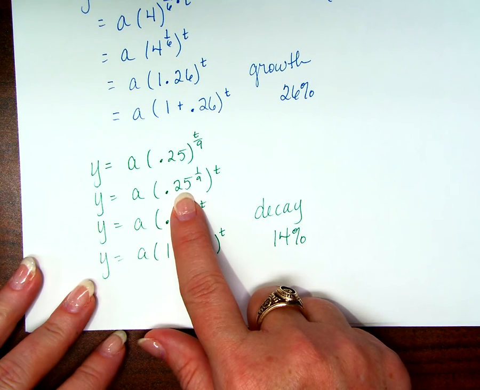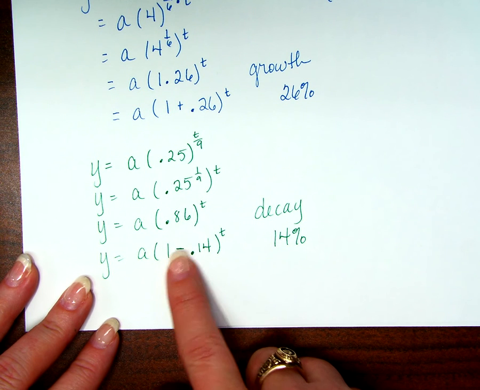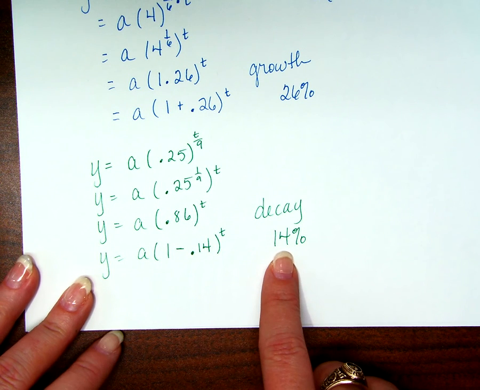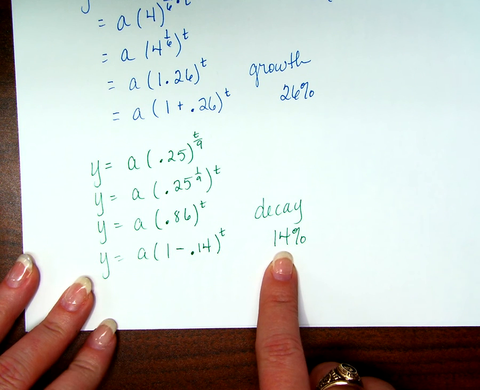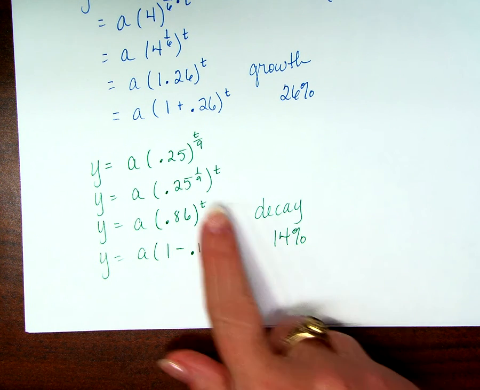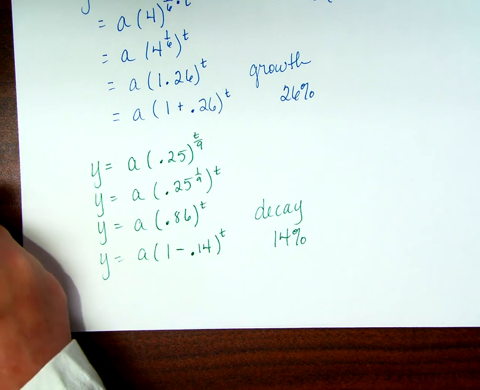Okay, so what if this ended up being like 4? Well, what would that be? 1 plus what? 3. So what percent of growth would that be? 300. Okay. That was a good question, if this happened to be a whole number. Any more questions about that?